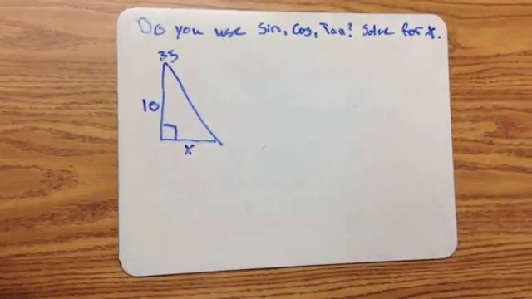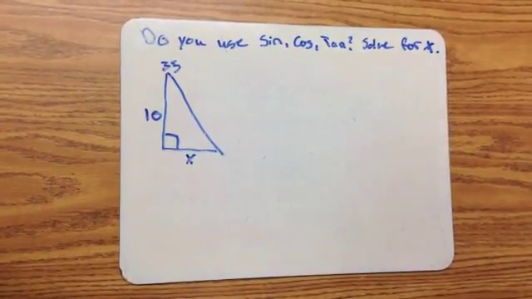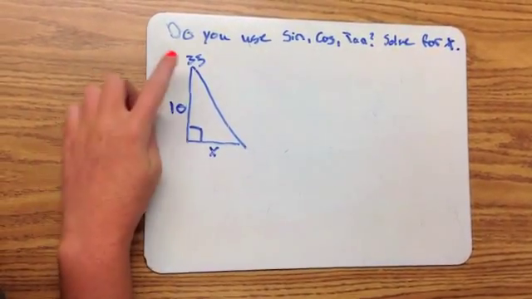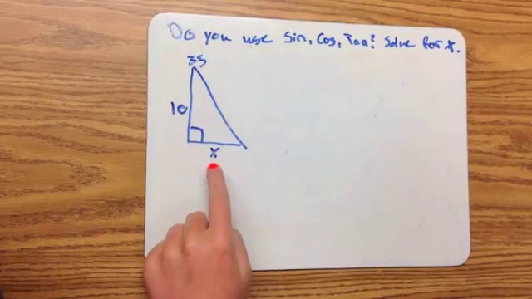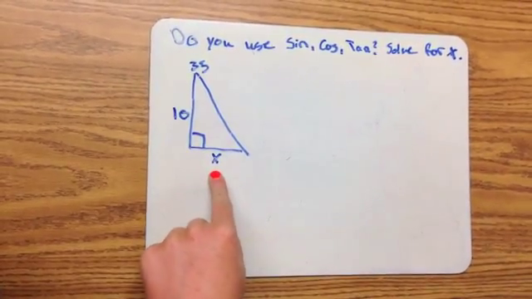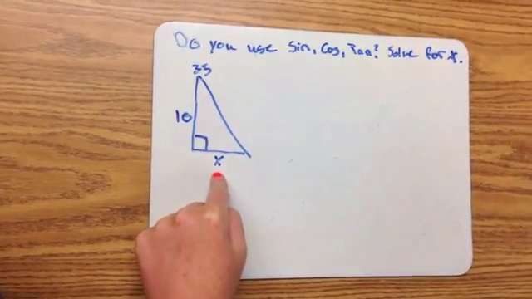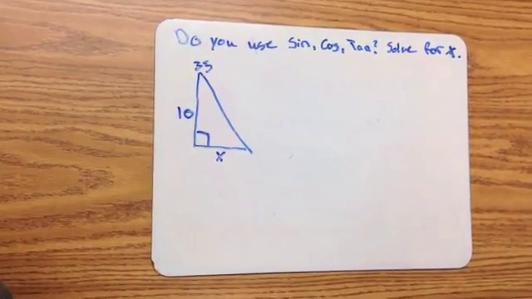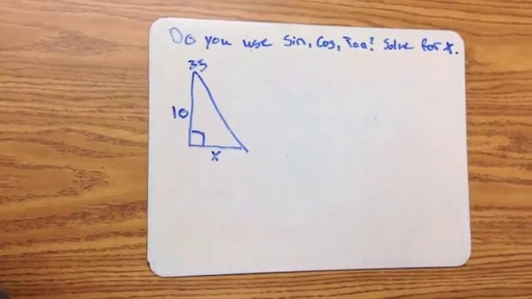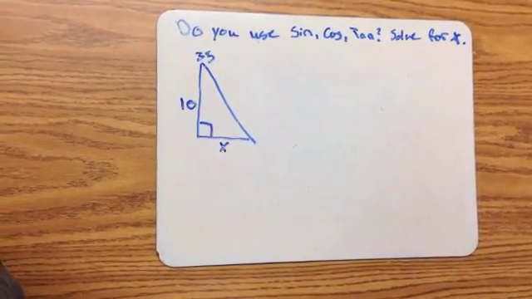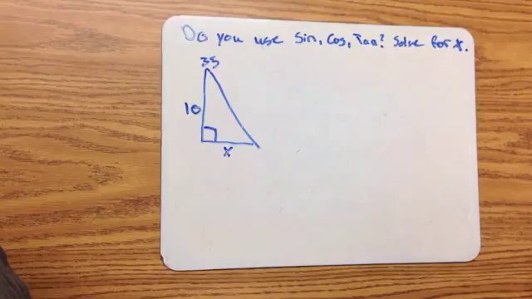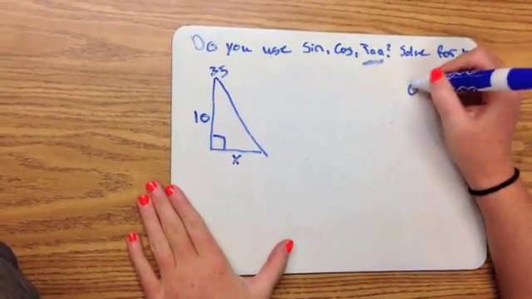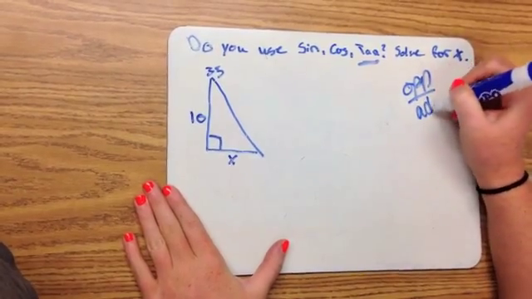Okay, so for this problem, you're given a triangle that has a side length of 10 and an angle of 35, and you're trying to solve for x. Would you use sine, cosine, or tangent? Then you solve for x. You can pause the video now to work out the problem on your own, or you can continue watching to find the answer.